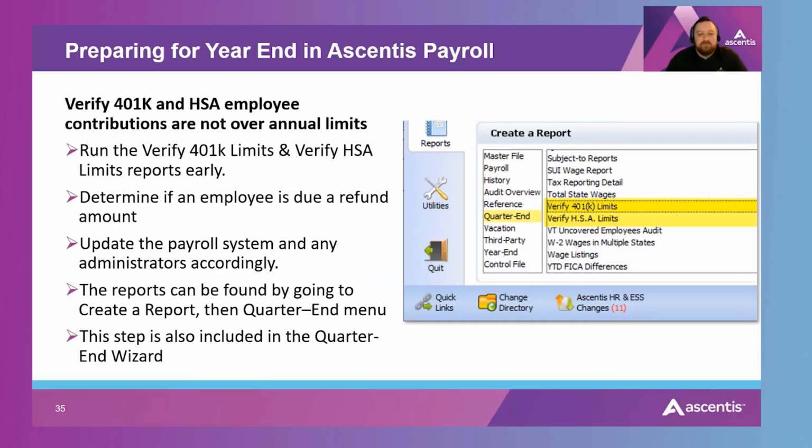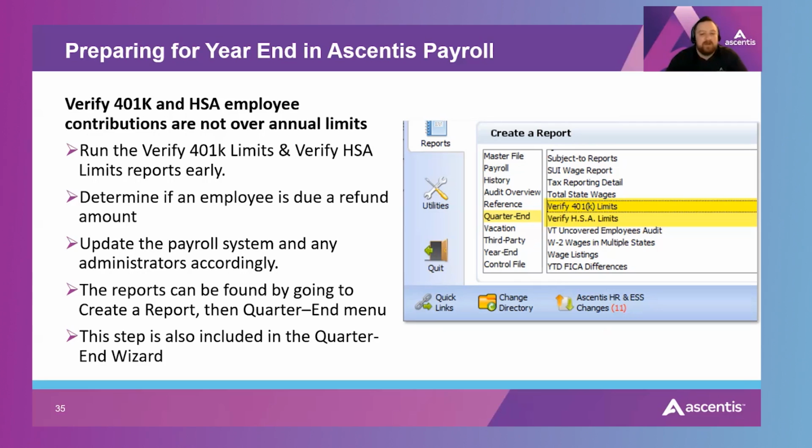For your last payroll run of the year, verify any employees who went over any annual contribution limits for 401k or HSA have been reviewed. You can run your quarter end reports early. This provides the figures to determine the amounts the employee is due back as a refund, and the opportunity to update the payroll system.